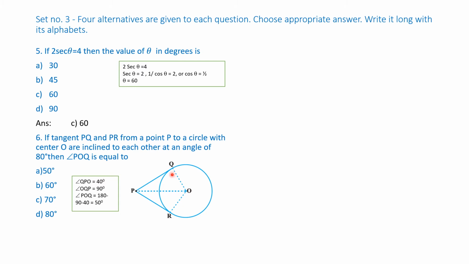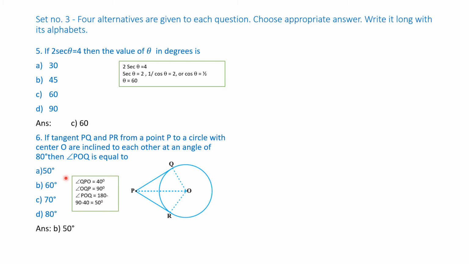Therefore, angle POQ, which he is asking in the question: the total of the angles inside a triangle is 180 degrees. We know 180 minus 90 and minus 40, the difference is 50 degrees. Therefore, our answer is 50 degrees.